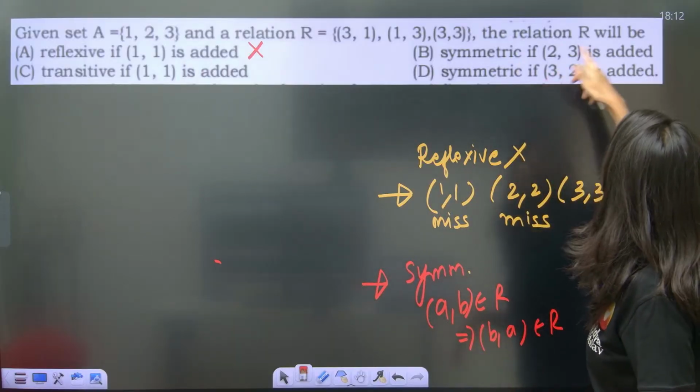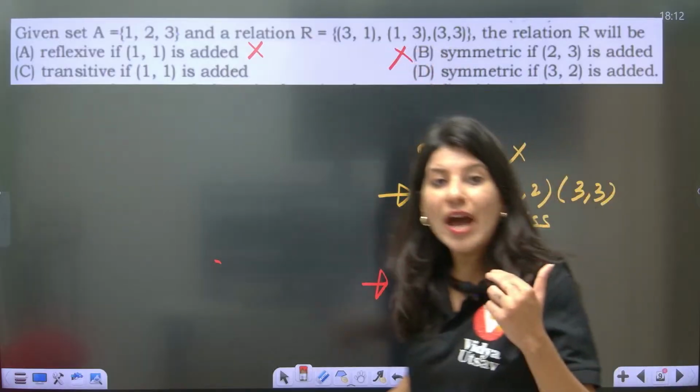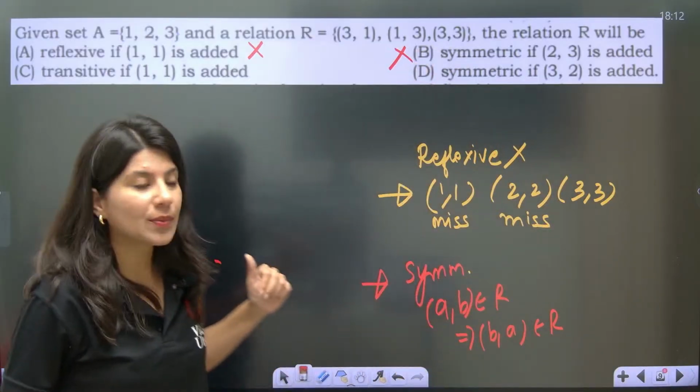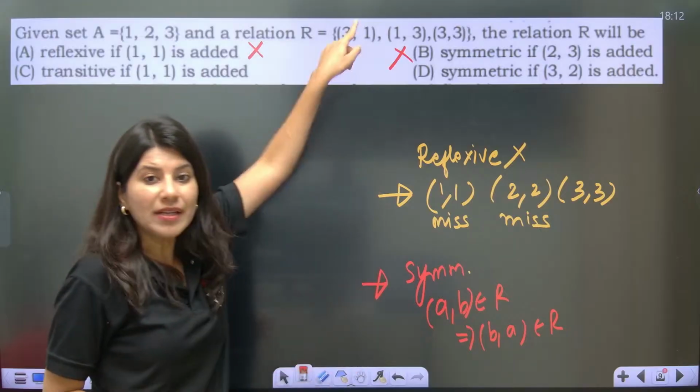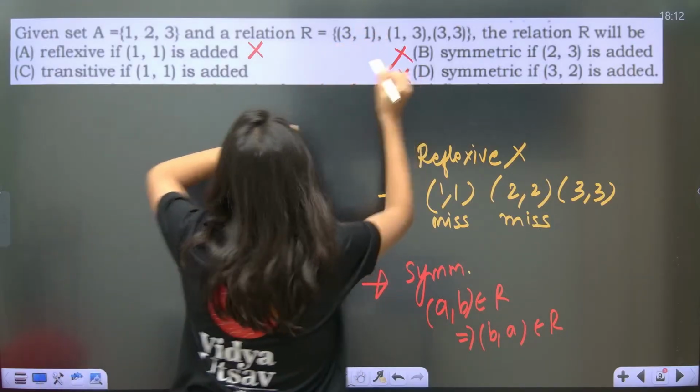So if (2, 3) is added, will it be symmetric? No. Because then you have to add (3, 2) as well. Right? So if you are adding (2, 3), then the relation won't be symmetric. Same. This is also wrong.